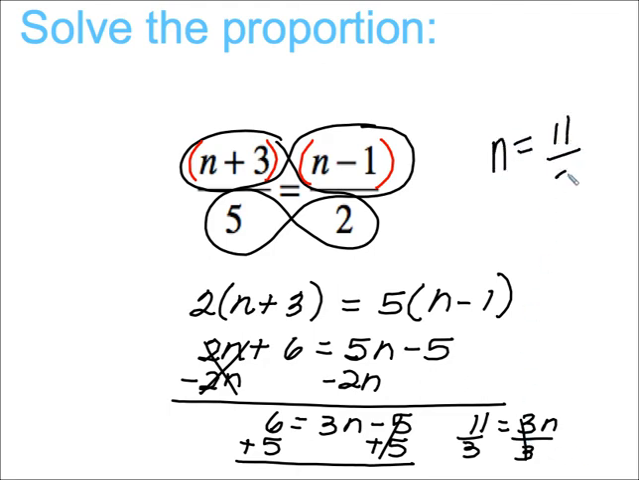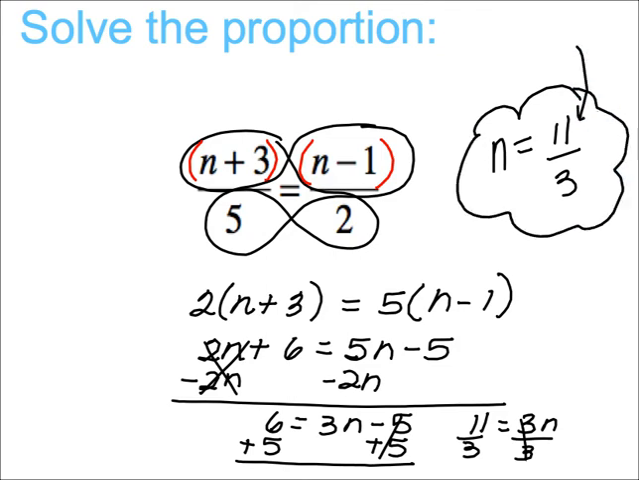I got n equals 11 over 3. You can turn that into a decimal if you want, but I prefer fractions, so I'm just going to leave it like that. N equals 11 over 3.